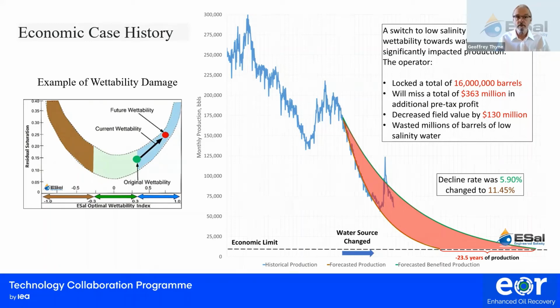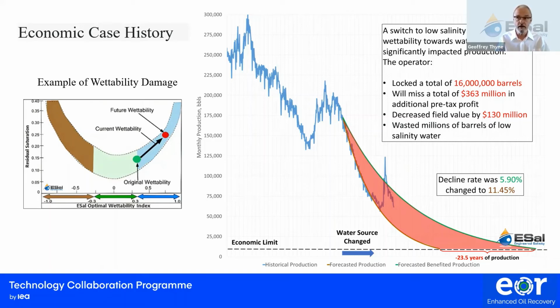We essentially left 16 million barrels behind by the time that this field will be shut down and reach its economic limit. This is what I would call wettability damage. You moved the wettability the wrong way. This was a one-size-fits-all solution. So that was the major problem. You didn't do your examination and your due diligence beforehand with your laboratory testing.